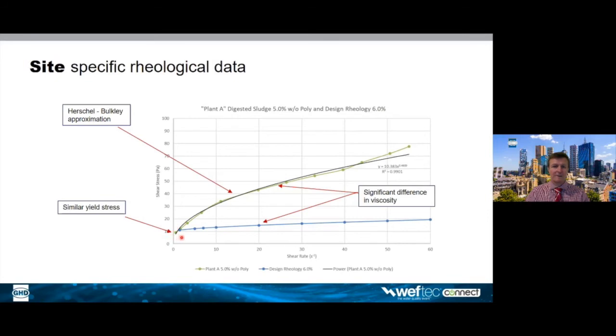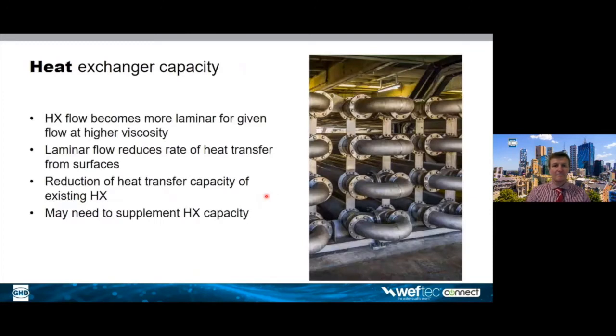And what we can see here is that while there's a similar yield stress for the two sets of data, there's a very large difference in the viscosity, and that difference in viscosity would have a significant impact on the design of multiple systems. Those systems include the digester mixing, various pumping systems, and also the digester heating systems.